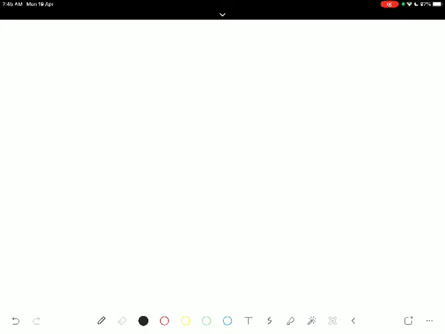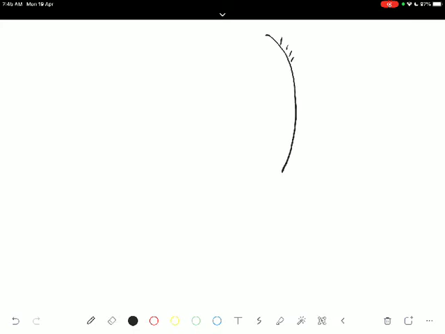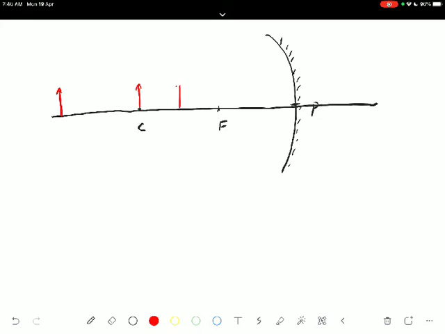Suppose you have a concave mirror. We can mark 3 points. P is the pole and C the center of curvature. The straight line passing through this is known as the principal axis, and this point is known as the principal focus. We can keep the object anywhere: at a very far distance, infinite distance, beyond C, or we can keep the object at C, or in between F and C, or at F, or between F and P.